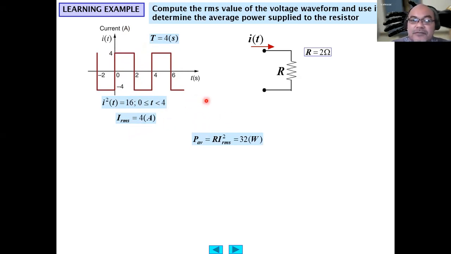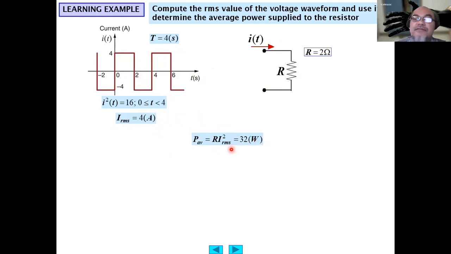Please do your own proof. Try to prove that the IRMS of this square wave is really 4 ampere. So from here, we can calculate the average power equals R times IRMS square, 2 ohms times 4 square, which equals 16 times 2, 32 watt.